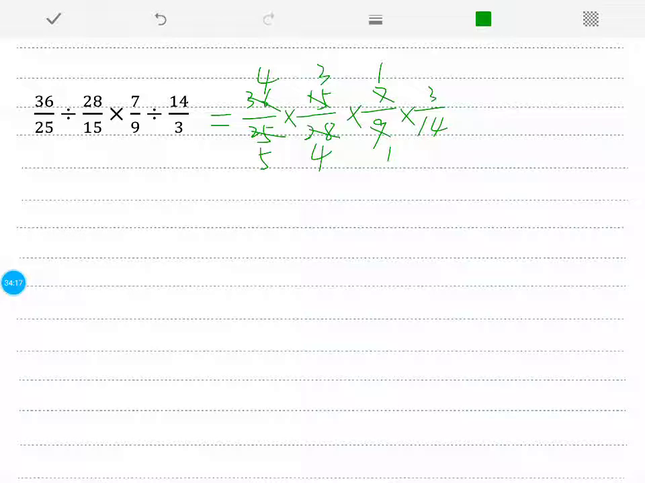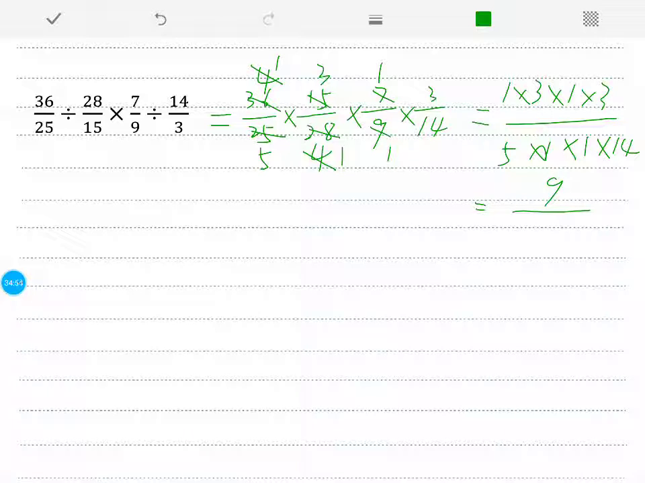Up to now, we can't see any common factor between any of the top and any of the bottom. Oh no, because the top 4 here and the 4 here become 1 and 1. Now I don't think we can simplify anymore. The top becomes 1 times 3 times 1 times 3 times 1 times 3. The bottom becomes 5 times 1 times 1 times 14. So 3 times 3 is 9, and 5 times 14 is 70. So 9 over 70 is the final answer.